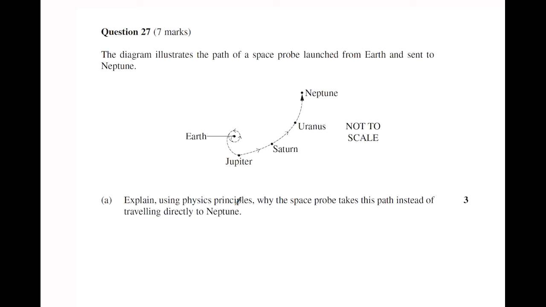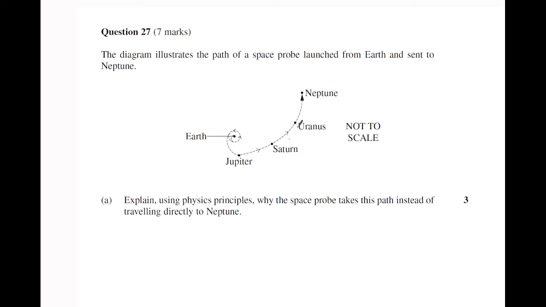You have to explain using physics principles why the space probe takes this path instead of traveling directly to Neptune. Why does it not just do that? Well, we first need to examine the diagram very closely. One of the first things to understand is that there are two, if you could argue three, components to the diagram. First of all, there's the actual launch of the space probe, and then it's put into orbit.